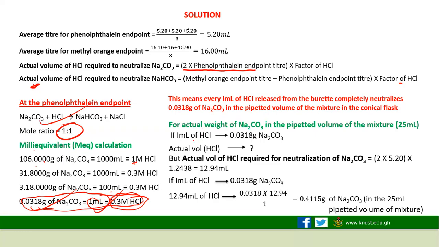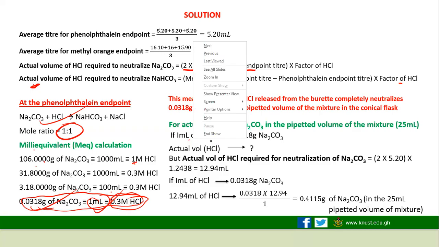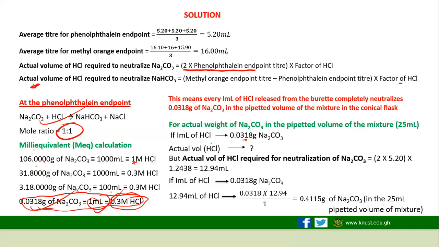Good. Now, we have to do something, right? If 1 ml of the acid reacts with this mass, then the average titer will react with what? Now, we are not using this average titer. We are using the corrected one, that is 2 times the phenolphthalein endpoint, right? Because this one will give us the total HCl that reacted with all the Na2CO3. And then this is correcting it.